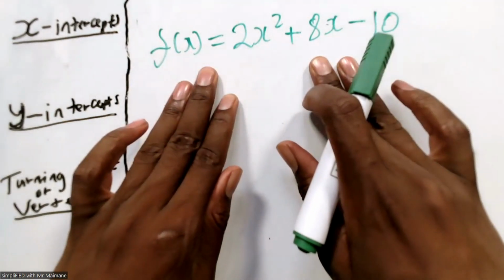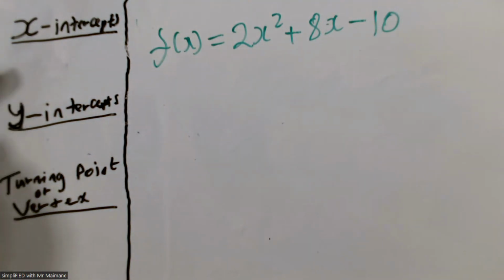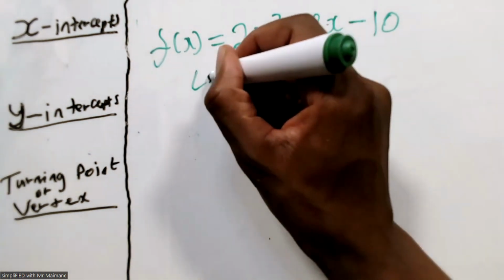So this is our given quadratic function. In order to plot our graph, we're going to need to find our x-intercepts, then our y-intercept, and then we also have to find the turning point, which is the vertex. From there, we are ready to plot our graph. Now let's go straight to it without wasting time.